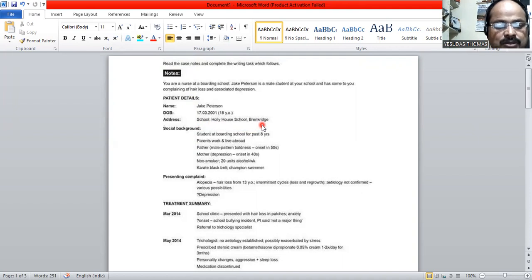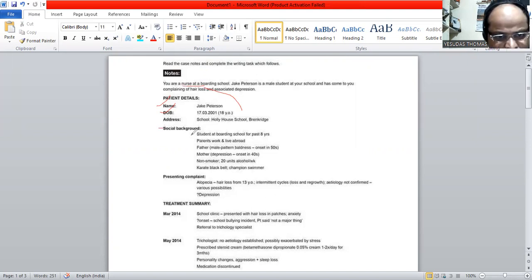Now let's go ahead with the further things. Social background. I have included the patient's name and date of birth. This is optional. If you want to include it, you can include it at the end, after your designation. You can write school nurse, then Holy House School, Brentskridge, if you need. Okay, now let's go ahead with the social background.